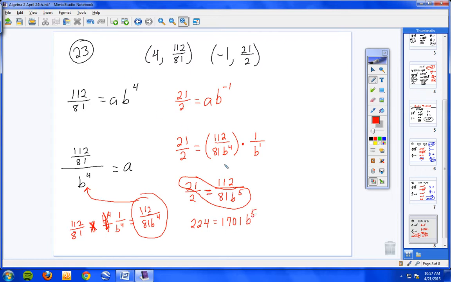And now, actually, I really don't want that circle there, so I'm going to get rid of that circle. So we cross multiplied, and when we cross multiplied, we got 1,701 b to the 5th, okay? Now, next, we would divide both sides by 1,701. And you should get this right here. I'm going to go ahead and make it a decimal. You should get 0.1317 equals b to the 5th, okay?